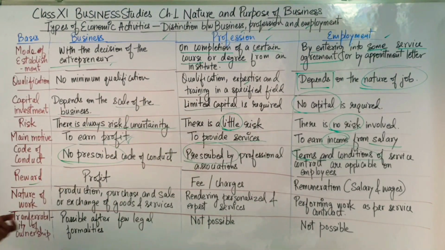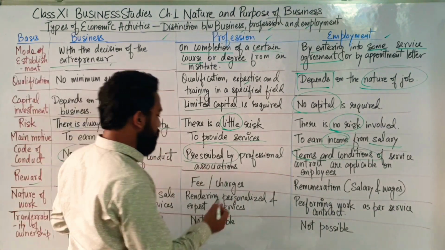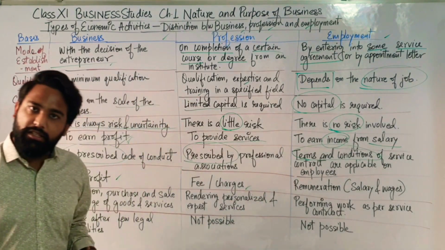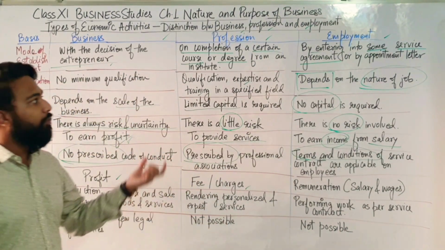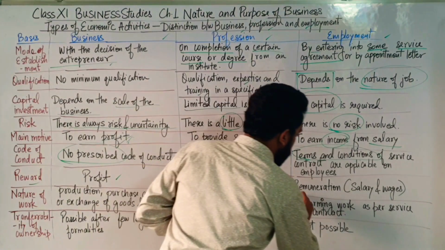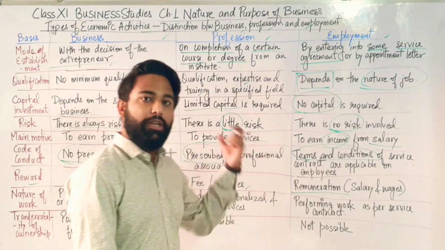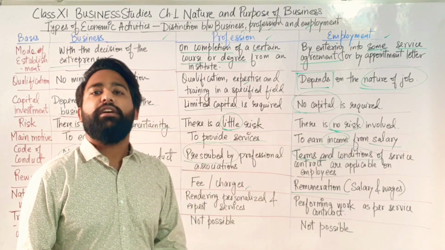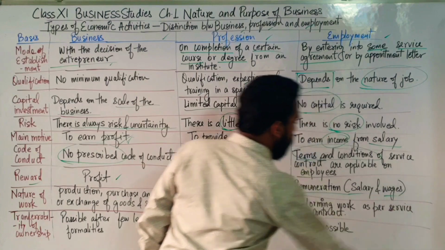Now, what is the reward? Reward for business is profit. And what is the reward for profession? It's fees and charges. The lawyer charges the fees. What about employment? Under employment, the employees get the remuneration. What is remuneration? Anything which is received in return for our services, like salary and wages.